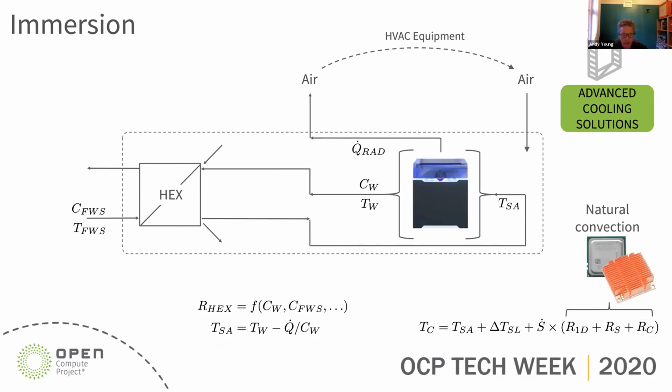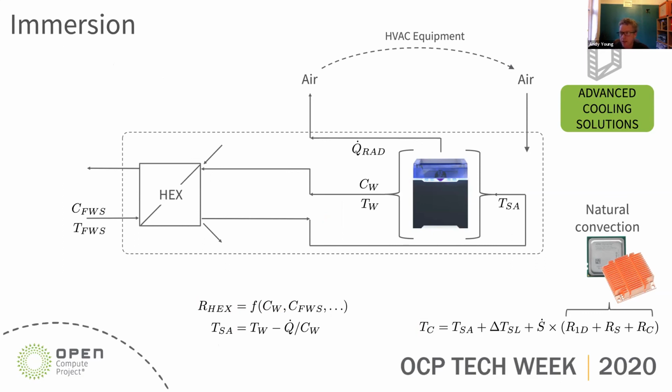Similarly, for immersion cooling, again, we can see that we have a very different cooling mechanism based on natural convection. We only have one fluid in the loop now, the facility coolant. We've lost the CDU, which is going to boost performance by a few degrees, which is going to have a big effect on energy efficiency.